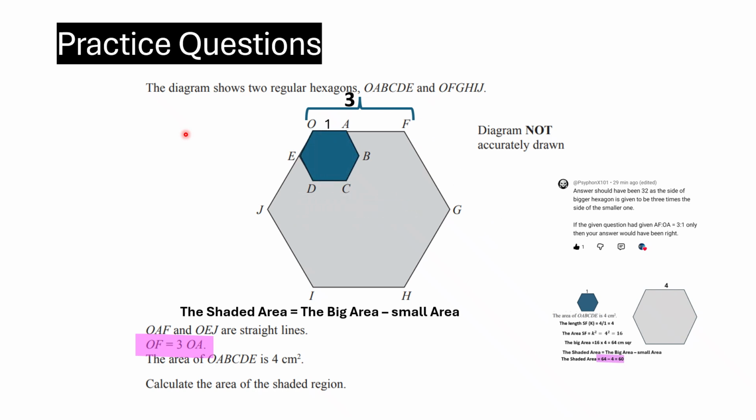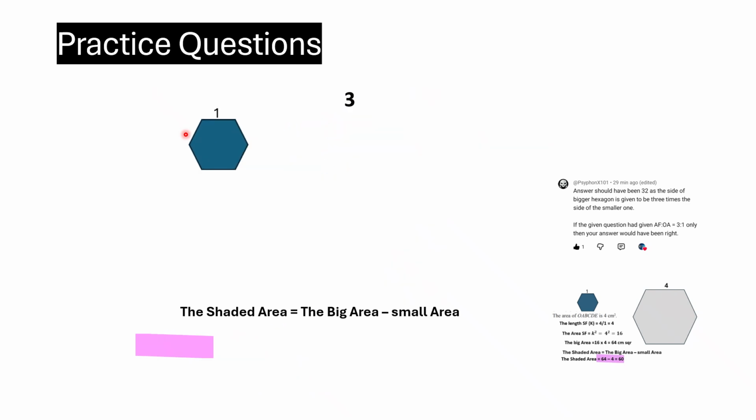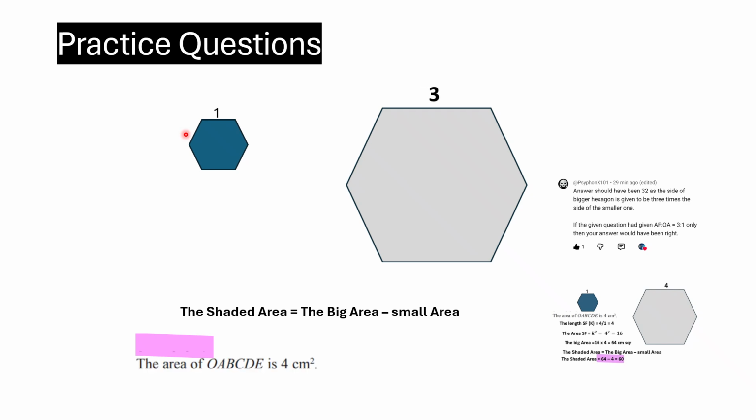What I will do first, I'll split off this small hexagon. I'll take it away, and then I'll focus on the bigger hexagon. Now, they told you the area of this is 4. Then we can find the area of the whole thing, and then we do the big area minus the small area.